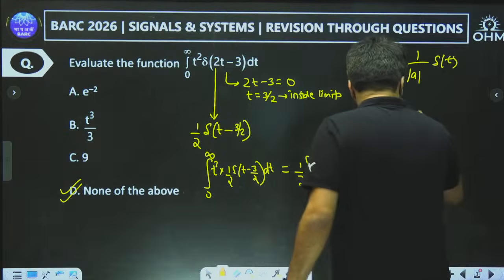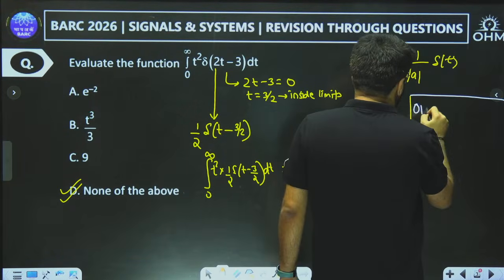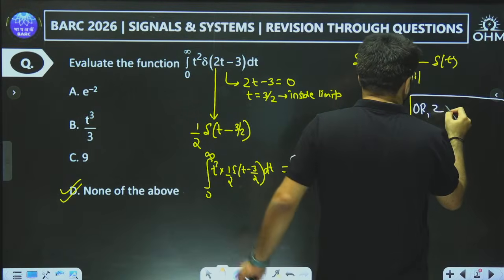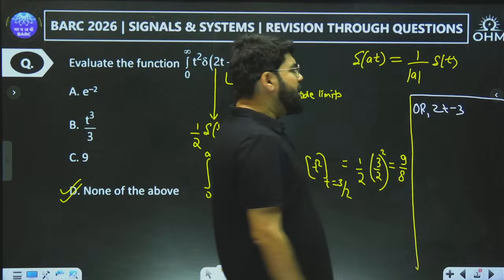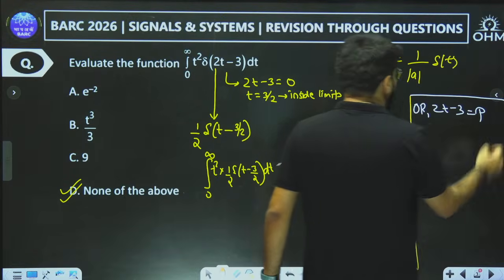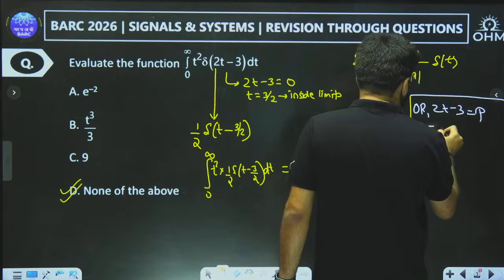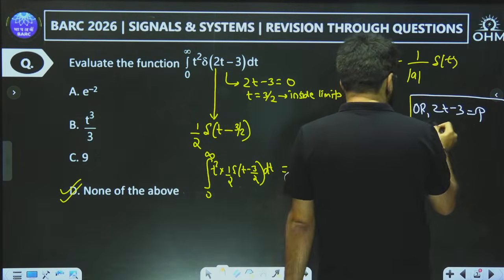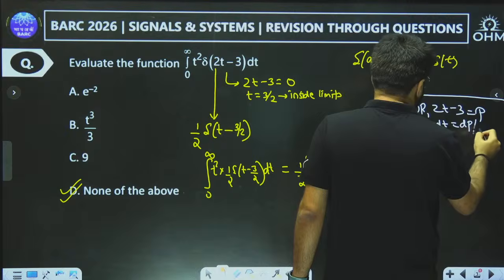Otherwise, as I told you, there is one more alternate way to handle this question. If you have any confusion with scaling or shifting, you can eliminate the scaling and shifting, and suppose 2t minus 3 equal to some variable p, and then solve accordingly. If that is the case, first of all, how much will be 2 dt? 2 dt is dp, and dt will be equal to dp by 2, number 1 point.